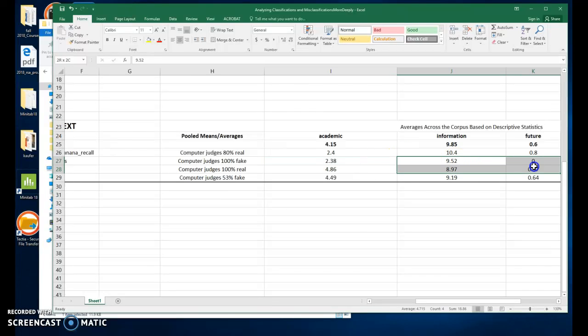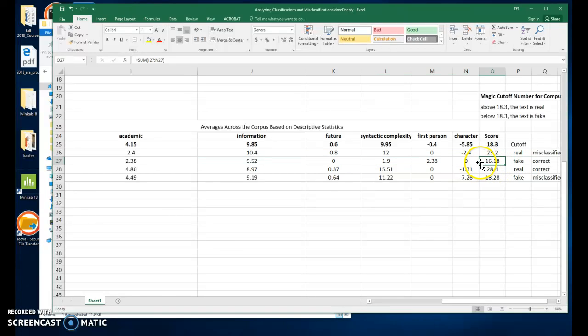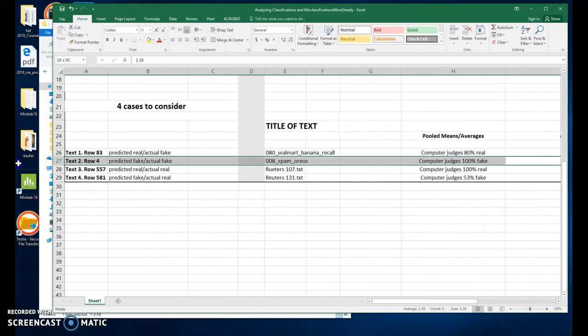You plug in these numbers and you actually see that, lo and behold, the equation totals 16.18 because we add the real variables, we subtract the fake variables, we get 16.18. That's below 18.3. It's fake, it's a correct classification. I want you to go into that text and explain why it's a correct classification, why the computer was right.